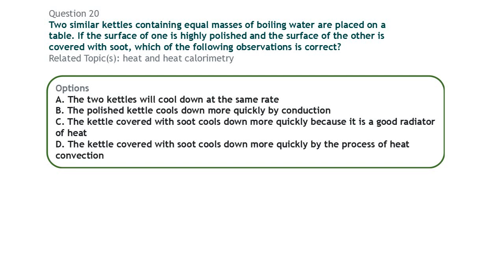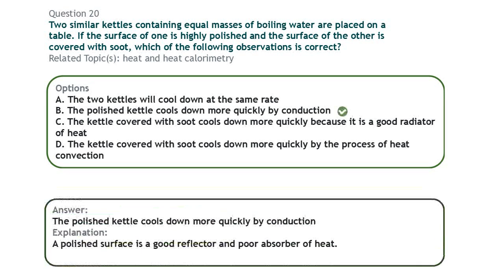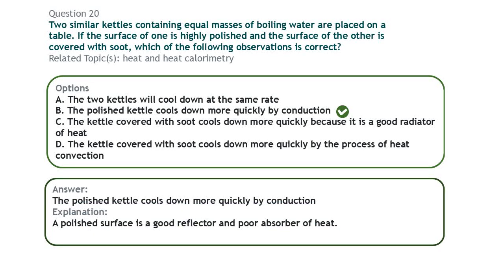Now in the case of these two, we have one kettle that is polished on the outside and another that is covered by soot. The polished kettle is going to cool down more quickly than the one covered by soot. Why? Because the polished surface is a good reflector of heat. So the kettle that has a polished surface will cool down more quickly by conduction of heat.